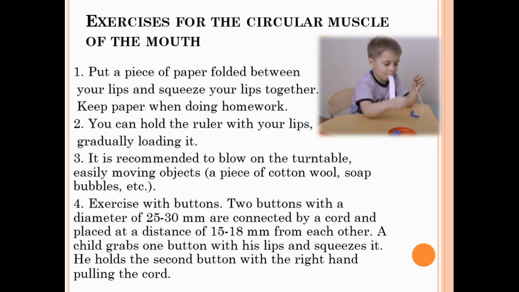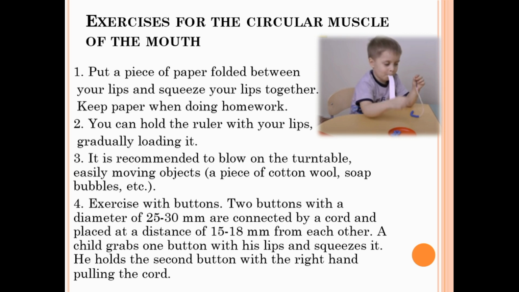So, exercises for the circular muscles of the mouth. First exercise. Put a piece of paper, hold it between your lips, and squeeze your lips. Second exercise. You can hold the ruler with your lips, gradually loading it. Next, it is recommended to blow on the turntable, easily moving objects.